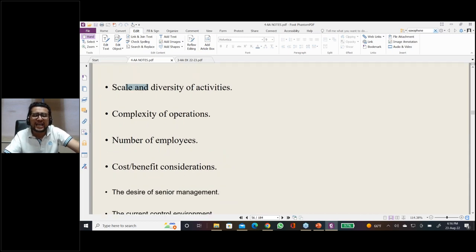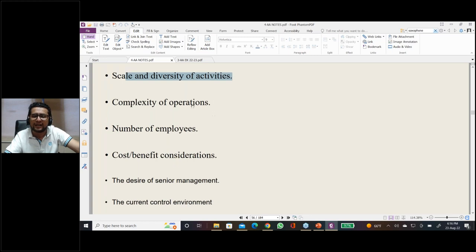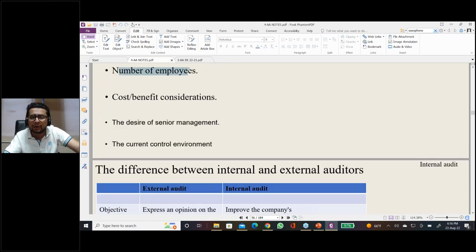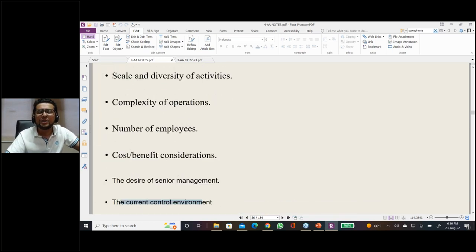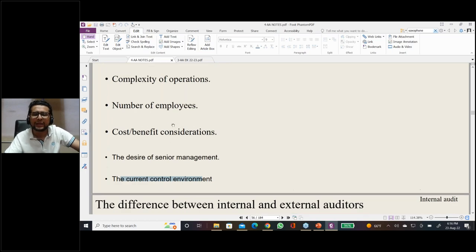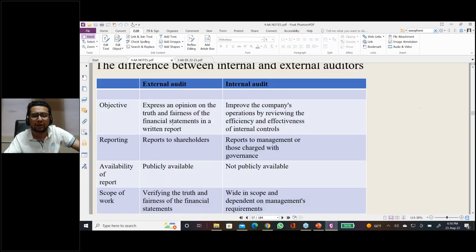Well, if the scale and diversity of activities is on the higher side, if the complexity of the operations is on the higher side, if the number of employees is on the higher side, or if the cost versus benefit analysis suggests that we need an internal audit department, maybe the senior management is willing to have one, maybe the current control environment is poor and weak, and we need an internal audit department. So that's how we determine whether we need an internal audit department or not.